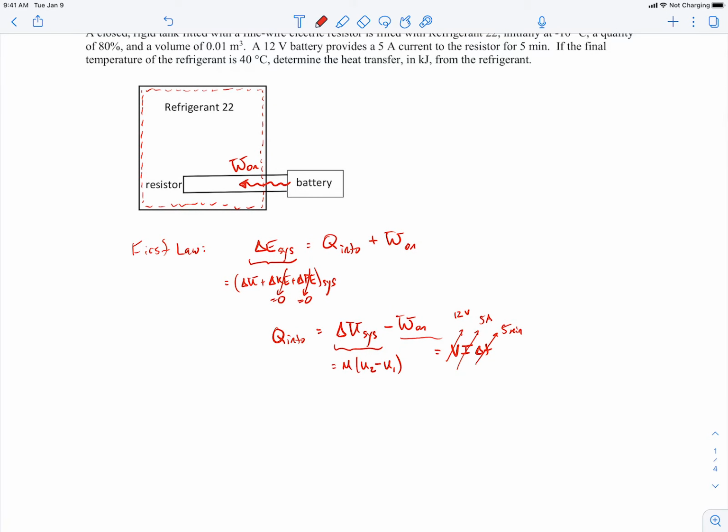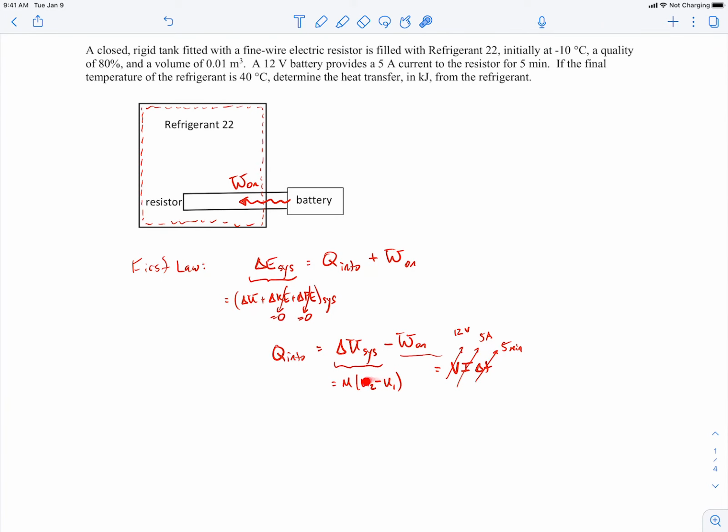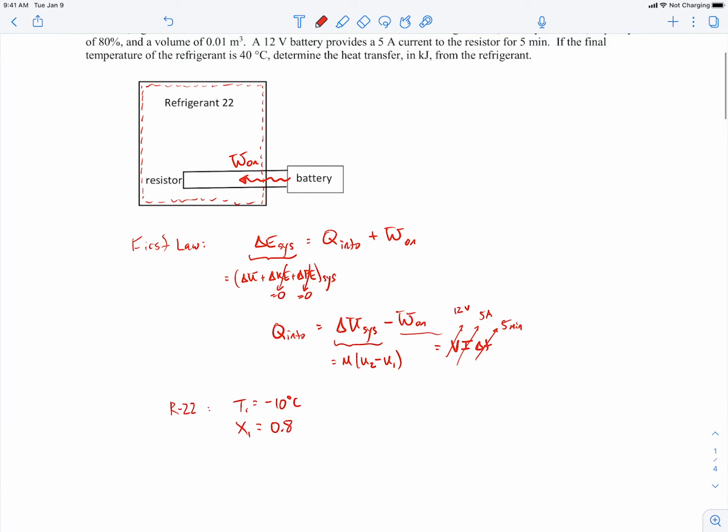Okay, so what we're left to find now is the mass of the system and the initial and final specific internal energies. So let's start with the initial specific internal energy. We're told that we're dealing with R22, and the initial temperature, let me write these down. So R22, T1 is minus 10 degrees Celsius. I'm also told the quality initially is 80%, so 0.8, and the volume of that container is 0.01 cubic meters.